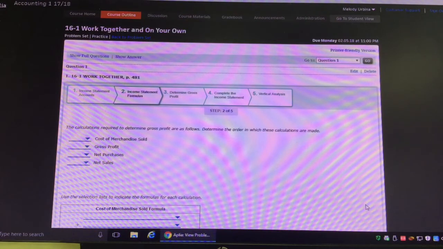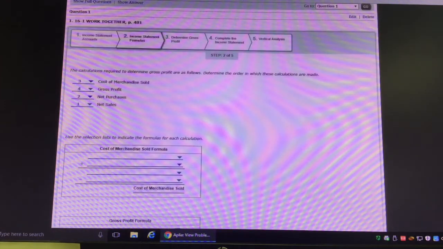They want the calculations required to determine gross profit, and they want us to put it in the right order. So the first thing you need to know is your net sales. So this is going to be number 1. Second thing you need to know is your net purchases. This is number 2. You use your net sales and net purchases to calculate your cost of merchandise sold. So that's number 3. And once you know your cost of merchandise sold, you're going to use that to figure out your gross profit. So now we know the 4 formulas that we need to do. Let's actually break down each formula individually.